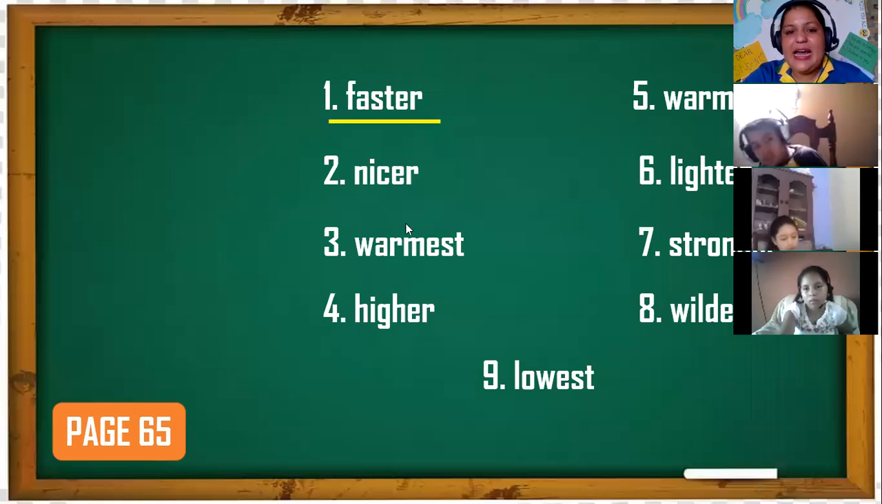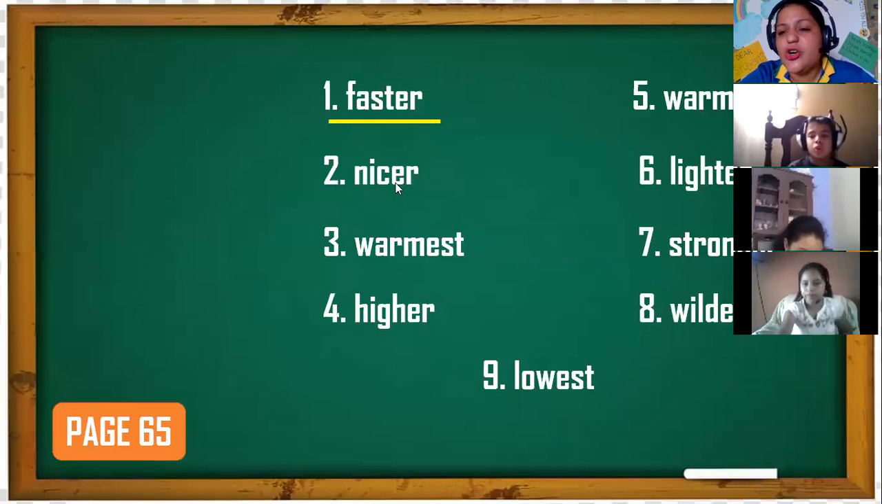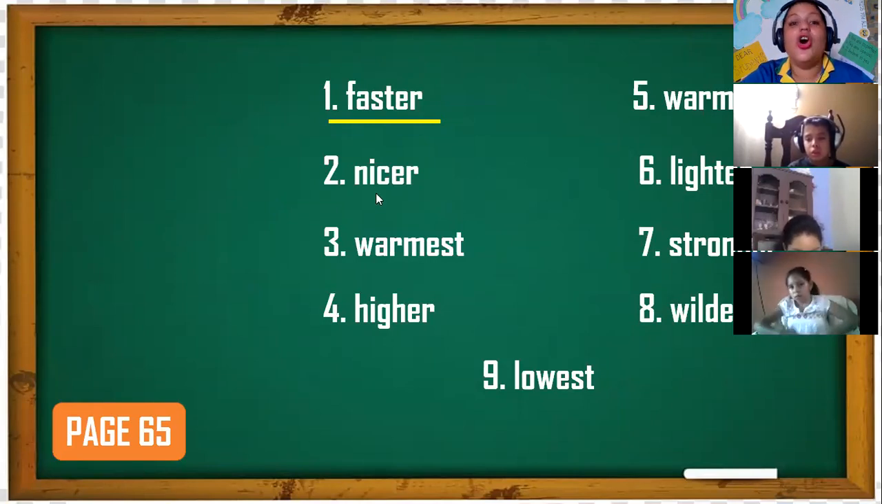Now, Isabella, in the sentence number 2, read the sentence, and then you have to tell me if you have to underline or circle the word. It is because the waiter was nicer. Okay, in this one, underline or circle? Underline. Underline, very good, because we are comparing only two things.